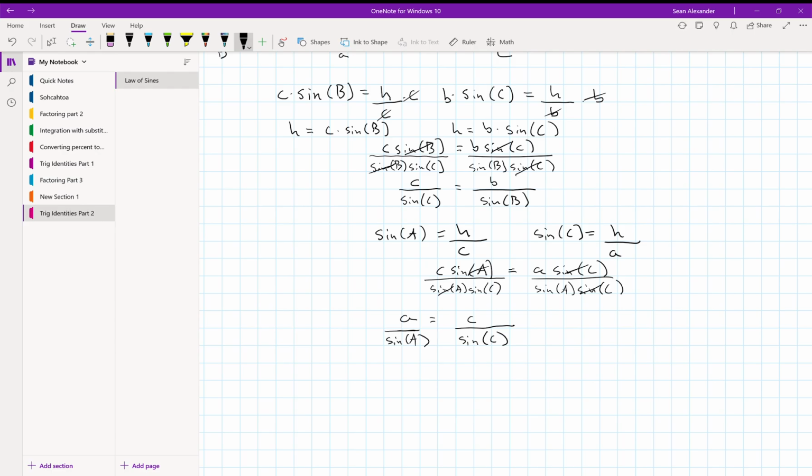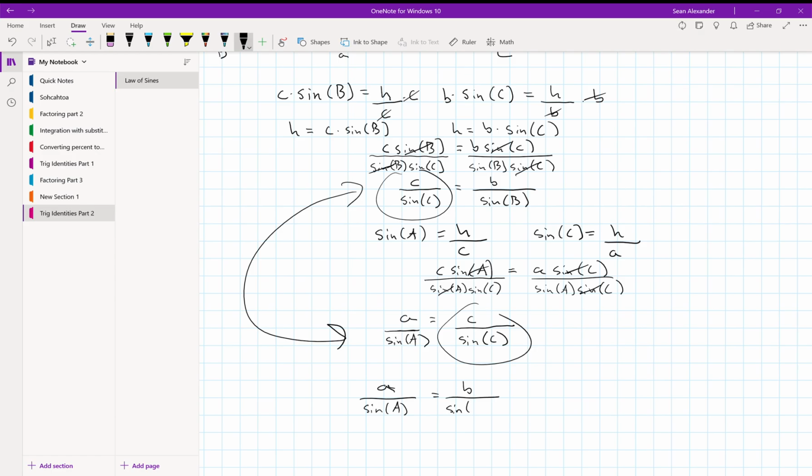And guess what? If we combine these two, we can see that everybody's equal, right? Because we have c over sine C here, and we have the same thing here, which is equal to a over sine A. So everybody's equal to each other, so we can set them all equal to get a over sine A equals b over sine B equals c over sine C. There it is, folks. That is how you properly derive the equation.